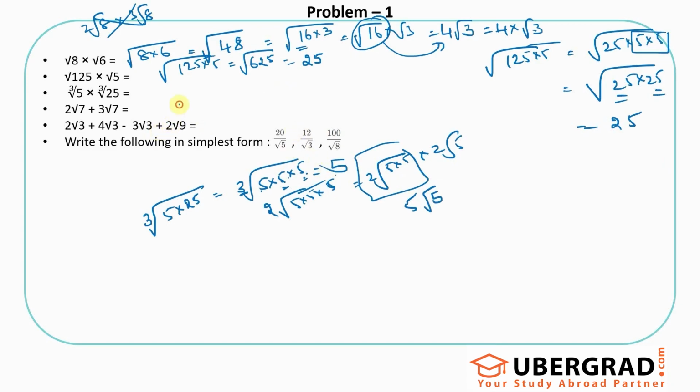Square root, cube root. 2 root 7 plus 3 root 7, simply add the surds when the roots are the same, root 7, so it will be 5 root 7.